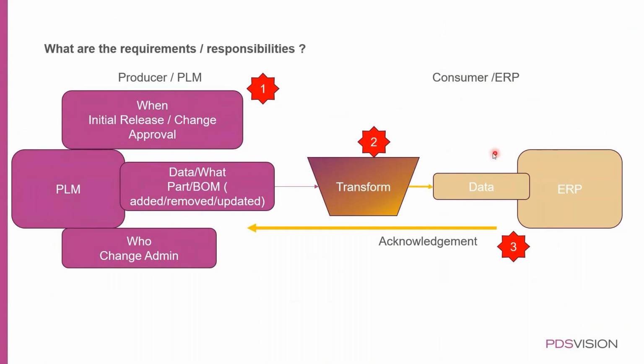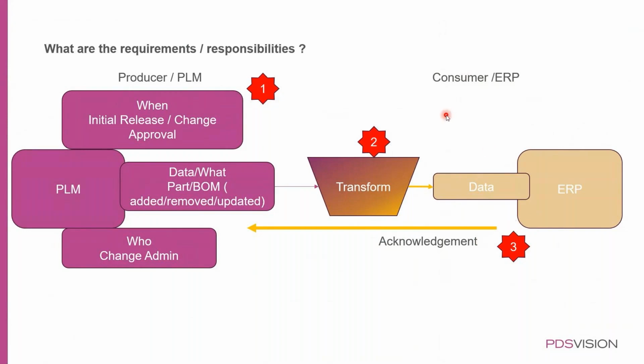And then, of course, these two systems talk different languages. Therefore, that information, that message, needs to be transformed from one syntax to another. This is the second responsibility, and the third primary responsibility in this exchange is that the consumer will need to acknowledge, saying, yes, I received the information. There were no errors in this transaction, and everything looks good.